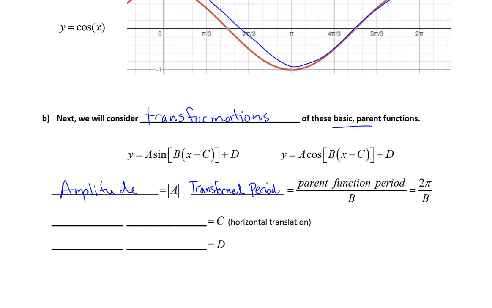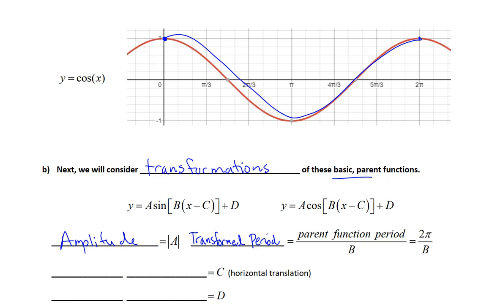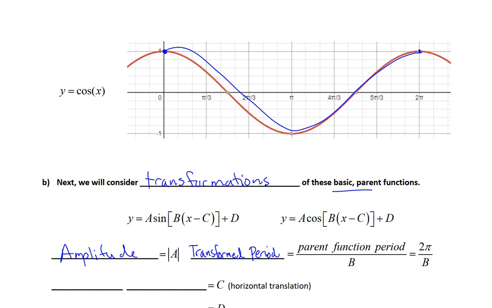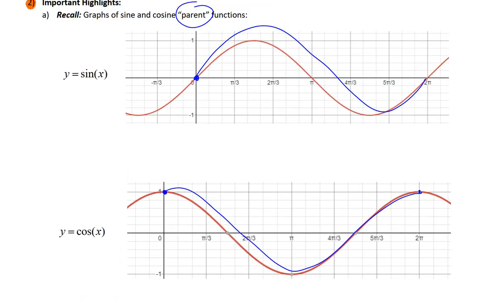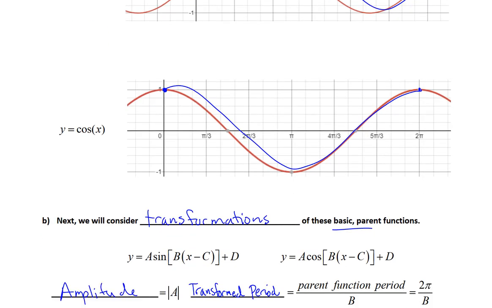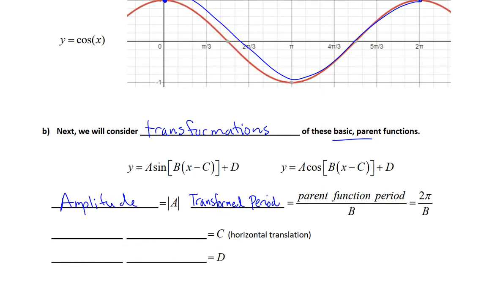Now remember, the period is the amount of space, or you could say horizontal time, it takes to go through one period of the graph. As we illustrated with sine and cosine, it's 2 pi. Okay, next, as we think through these transformations, we'll have what's called phase shift.